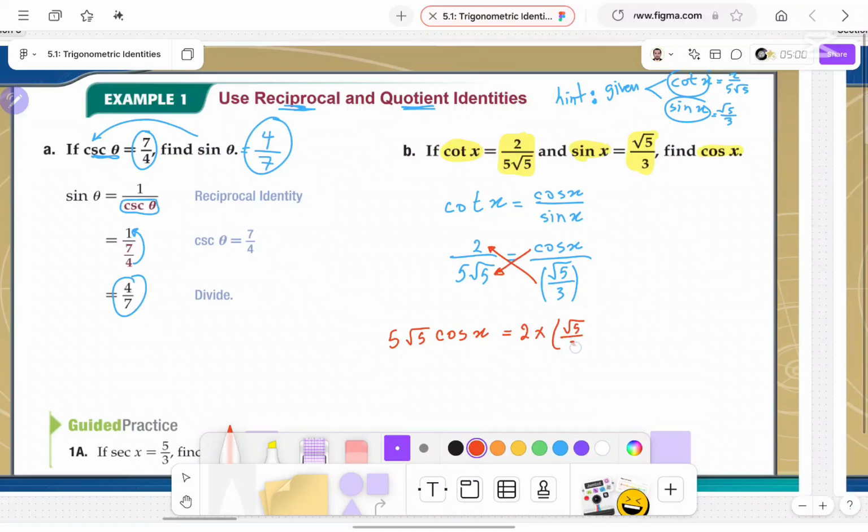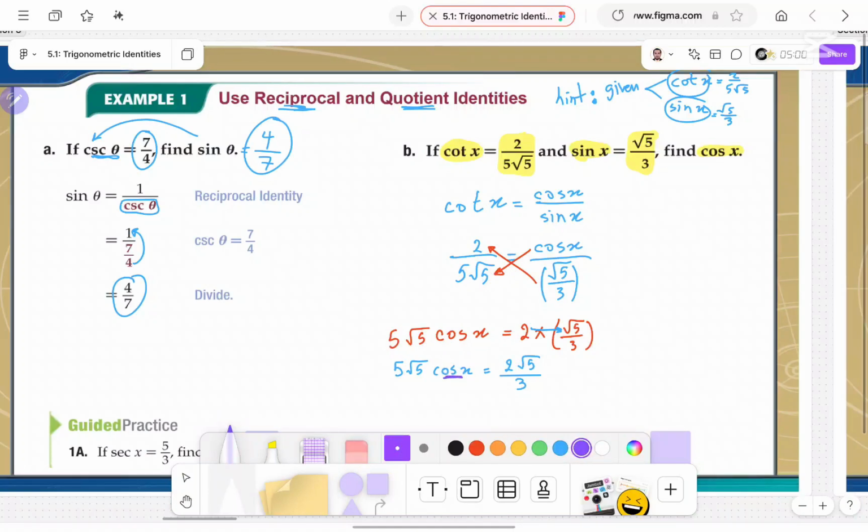of 5 over 3. Now we know that if I have a number times a fraction, what we do is just multiply the numerator with the number, that's it. So we multiply 2 with the square root of 5. So now let's write the equation: 5 square root of 5 cosine x equals 2 square root of 5 over 3. Now I need to isolate cosine x.